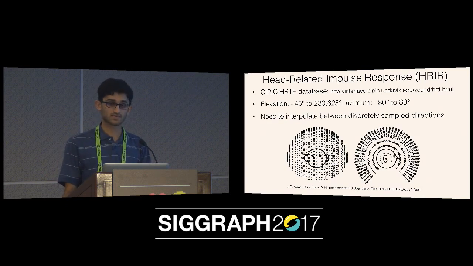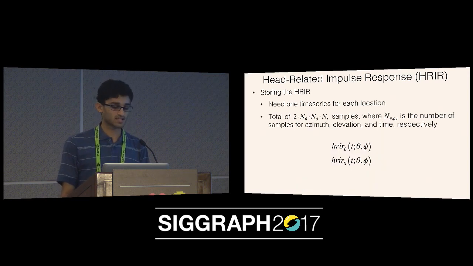Of course, these are discretely spaced positions, and the way we hear in the real world is continuous throughout the space, so you do need some way of interpolating between those discrete locations. Ideally, what you do is a triangular interpolation between the three nearest points, and if you toss in the distance parameter, you can do a tetrahedral interpolation. When we store this HRIR, you're going to need to store one time series for each location. This, for a discrete set, is going to be 2 times n theta, n phi, n t samples. And we're going to denote this for the rest of the slides as HRIR, left and right, as a function of t parameterized by theta and phi.